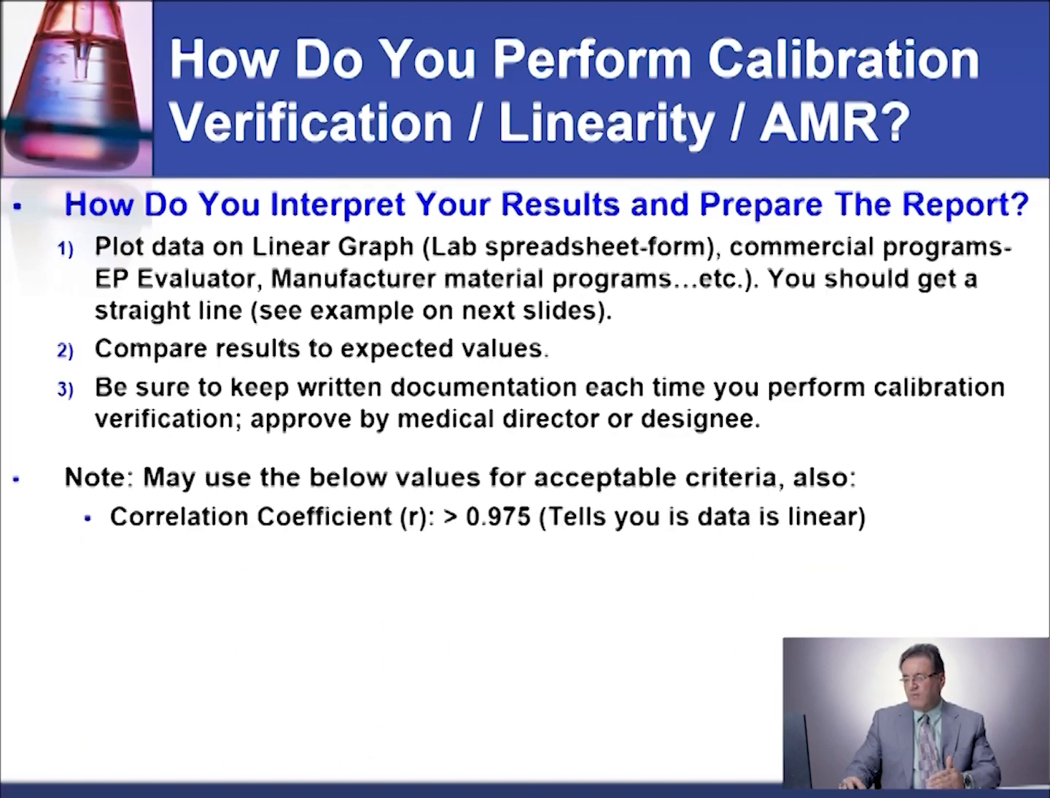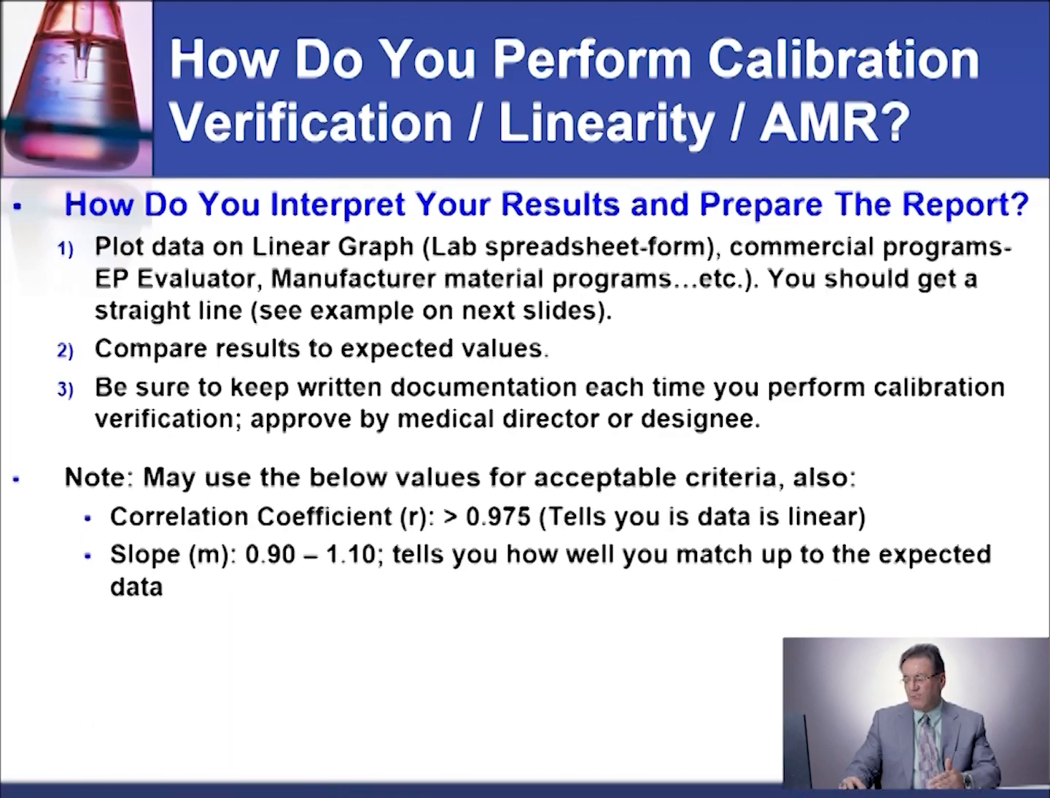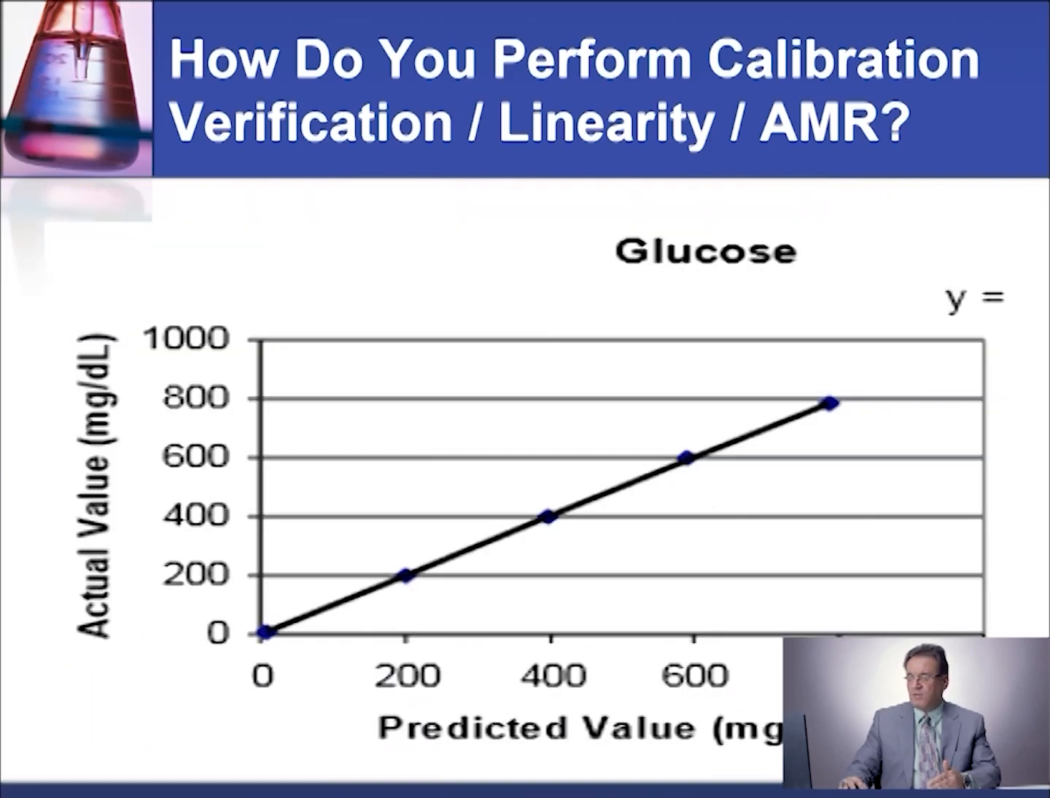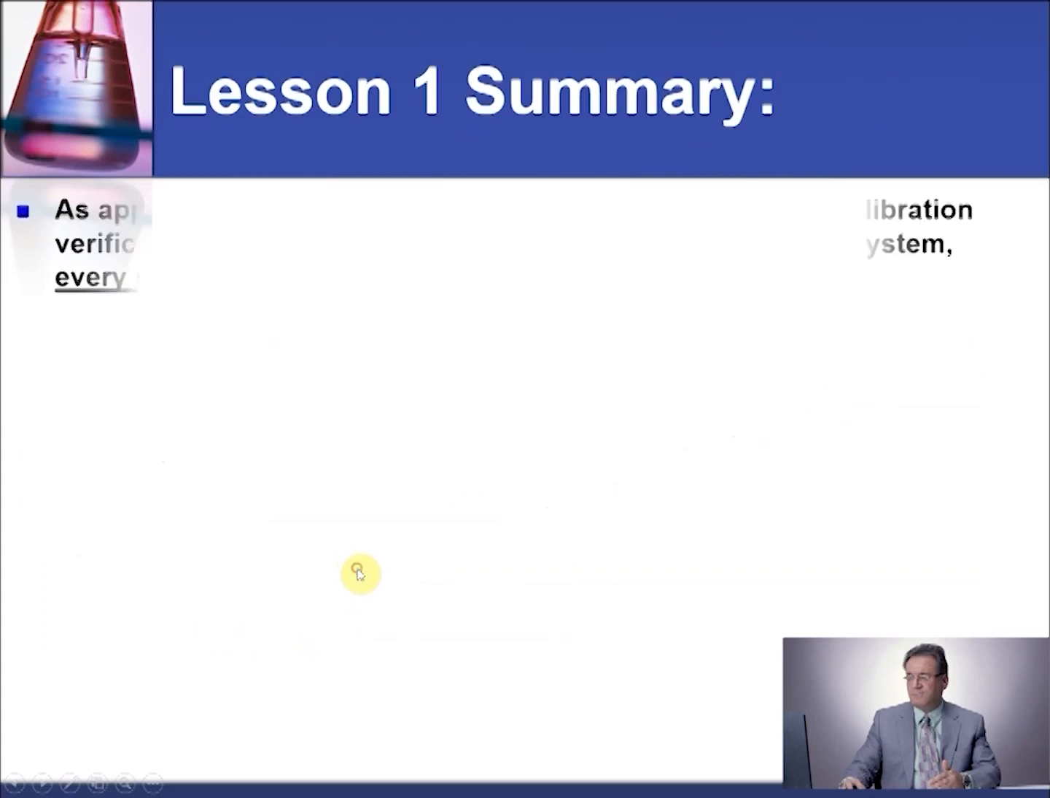May use the below values for acceptable criteria if you like. Okay. Note, if you do not get a straight line and you are not within the acceptable criteria, you need to recalibrate and repeat the above procedure again. So this is how you will get, let's say if you are using 3 or 5, this is how your linearity graphs should look like, or calibration verification.